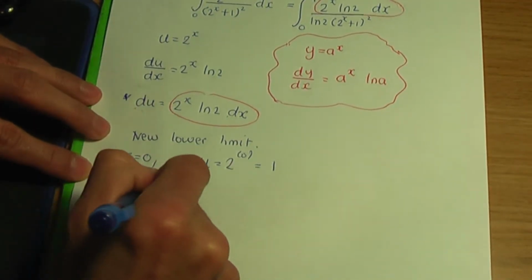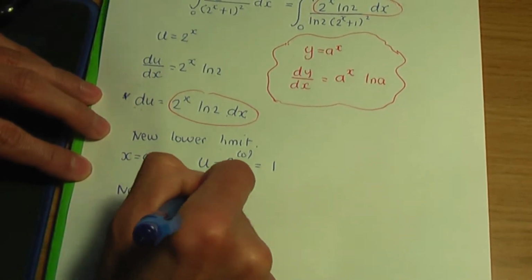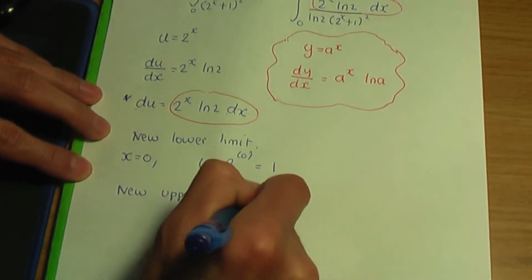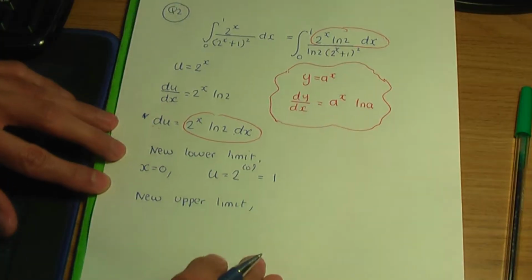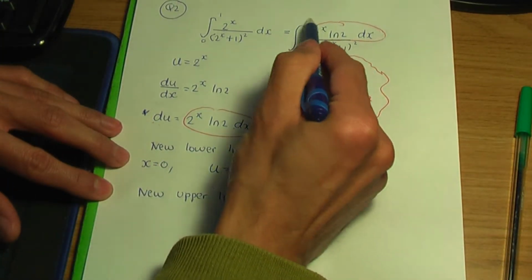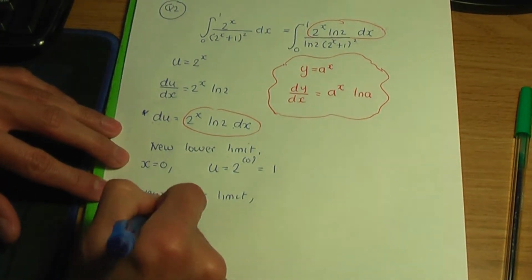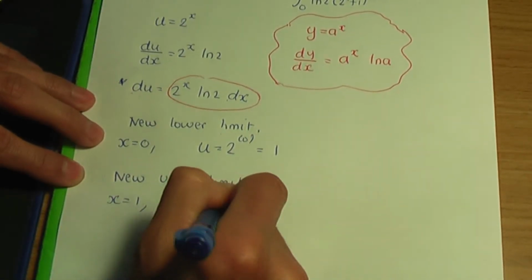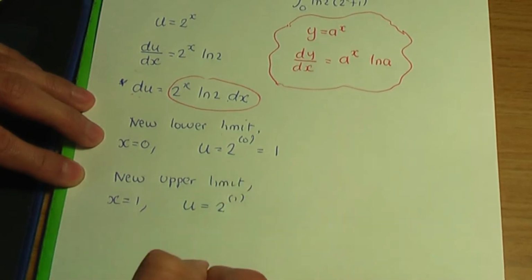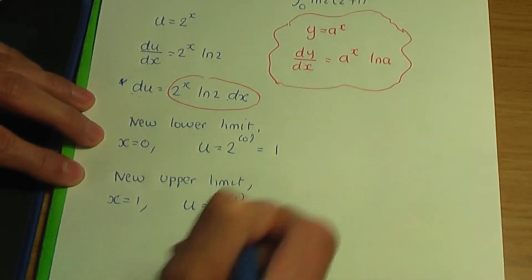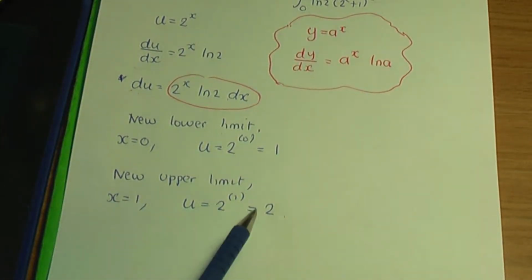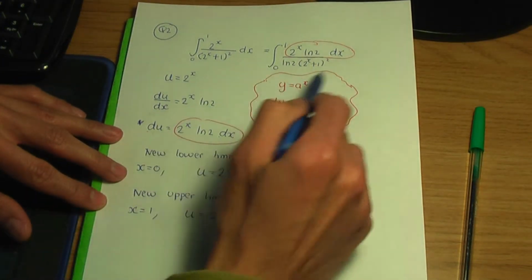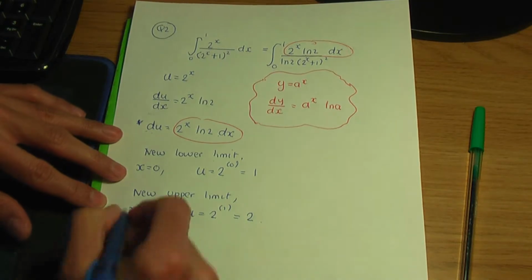Let's do the same and work out the new upper limit. If I put the old upper limit, which is x equals 1, into the substitution, we'll have u equals 2 to the power of 1, which is 2. So 2 is the new upper limit. Now we're ready to rewrite this integral using substitution.